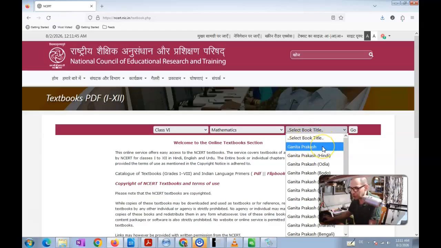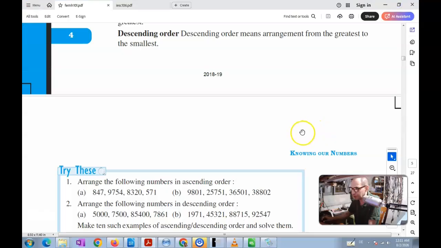Now they have renamed the book to Ganita Prakash. Ganita means mathematics, and Prakash means the sky. I did actually download the textbook myself, and it seems that they have completely changed everything. All of the chapters that I'm working with here don't even exist in that textbook. They have greatly reduced the number of chapters and brought in completely new chapters. It's a completely new textbook.